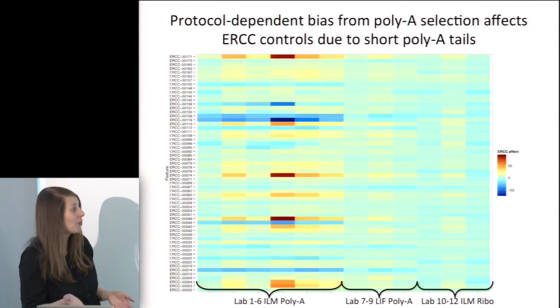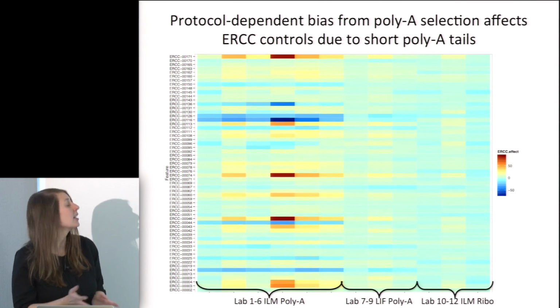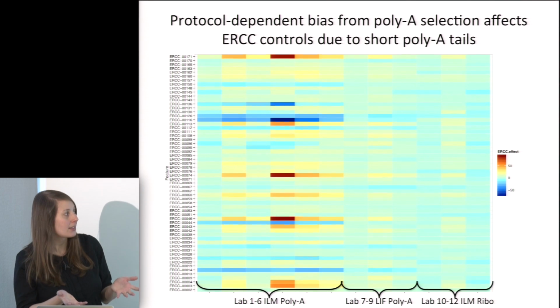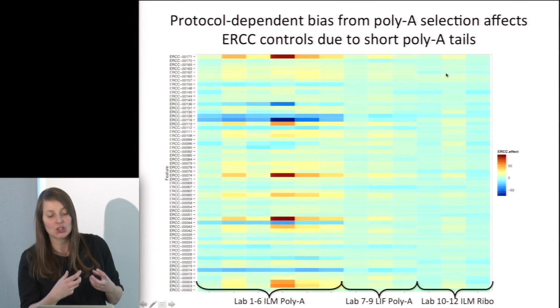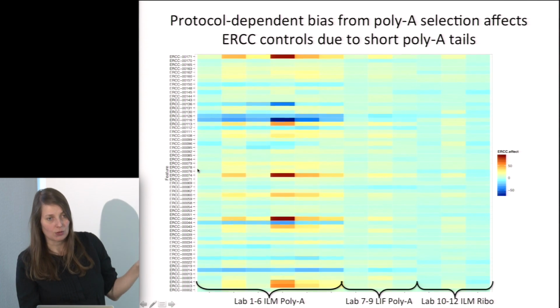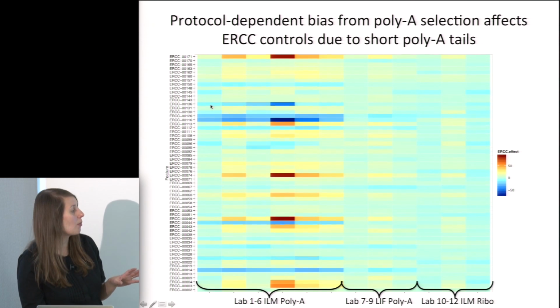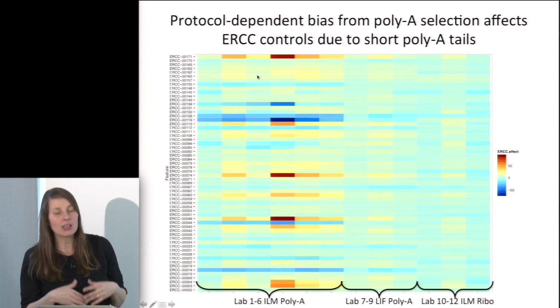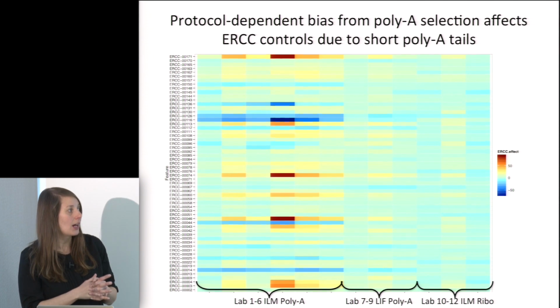And so we explored this further by looking at the ERCC controls, and they revealed that there is a protocol-dependent bias in these experiments from poly-A selection, and it actually affects the ERCC controls because they have very short poly-A tails. And so what you're looking at here in this heat map is each row represents a different ERCC control that was measured across all 12 laboratories. And then the colors here represent the ERCC effect, which is essentially a residual from the signal abundance plot.